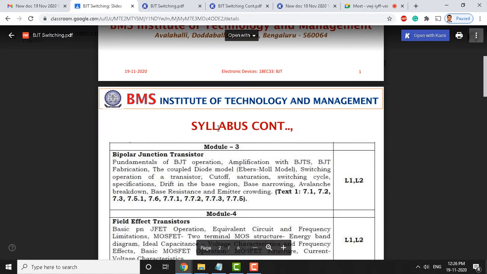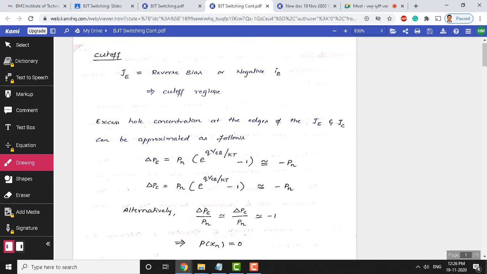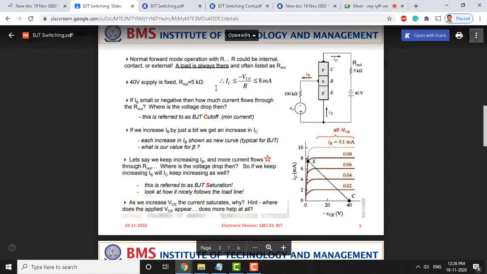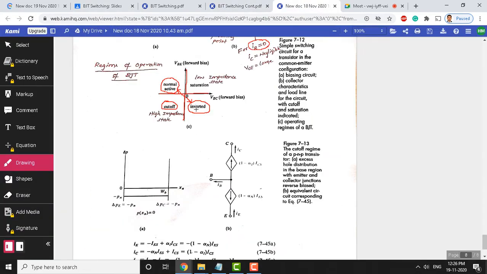So I want to take you to the cutoff mode here. There are some mathematical aspects, that's why I'm showing this handout. Let us try to understand what this cutoff mode is. You have already seen the transistor regions of operation. Cutoff mode means we have the emitter-base junction reverse biased and the collector-base junction also reverse biased. So in this mode, let me write it here. We are specifically looking into this mode.